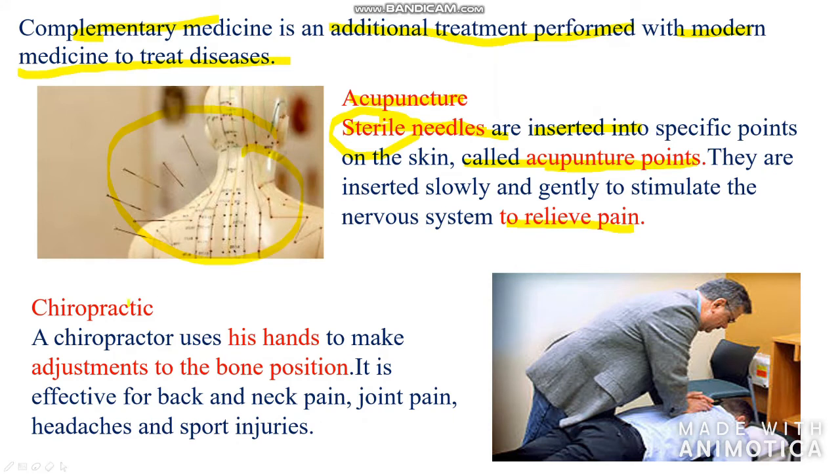And then for the next one, chiropractic. So what is chiropractic? You can see the picture here. Okay, a chiropractor uses his hand, guna tangan, to make adjustment to the bone position. It is effective for back and neck pain, joint pain, headache, and sport injury. So acupuncture ini kita guna jarum, chiropractic ini chiropractor guna tangan.